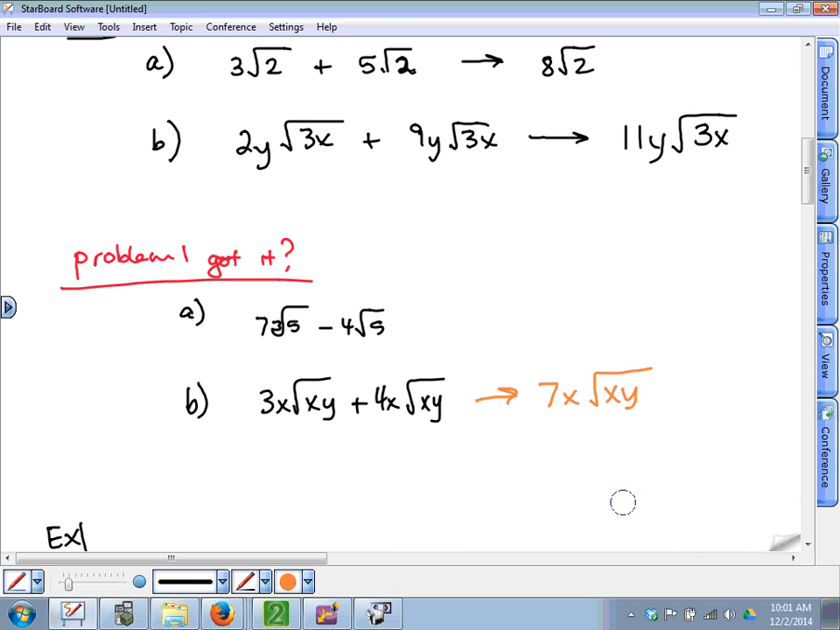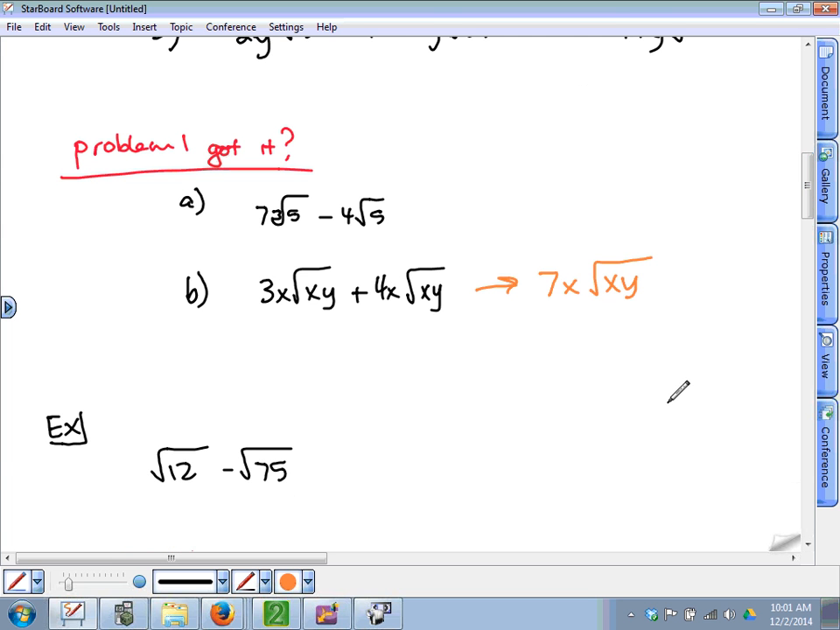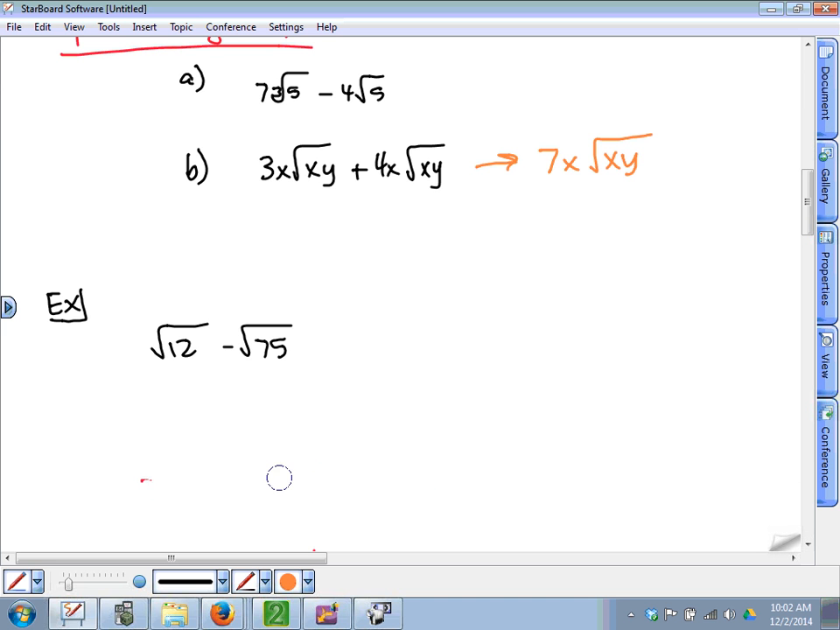New example. Square root of 12 minus the square root of 75. Yes, no? Thumbs up or thumbs down? What do you think? Square root of 12 minus the square root of 75.